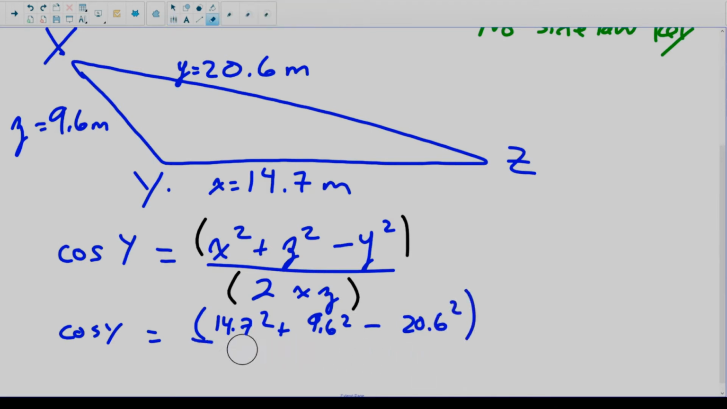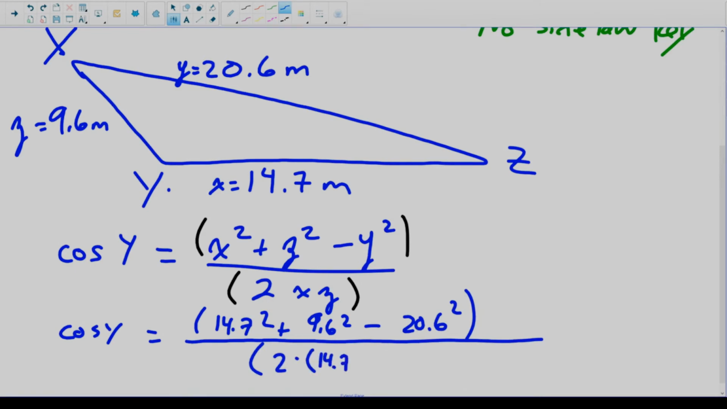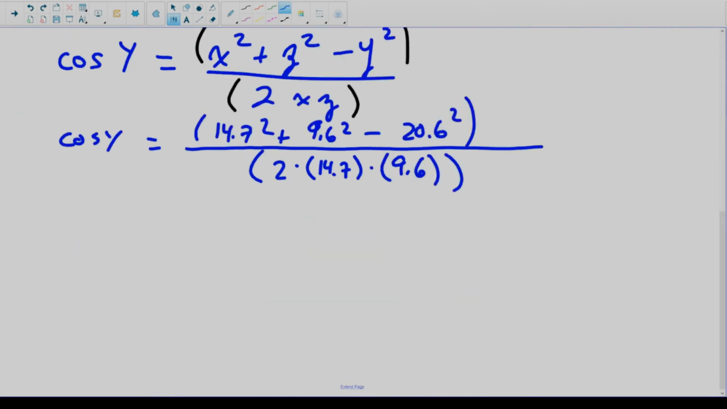Try to get that division line to be a little straighter than that. All divided by 2 times, now I don't even have to look anymore because I know it's going to be 14.7, the first term value there, and the 9.6, which is the second term's value there. And let's type this into our calculators. Now I'd actually like you to see me typing this into the calculator, so I'm going to switch over to my calculator.